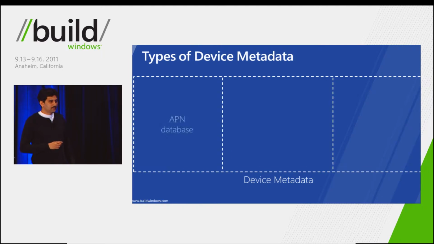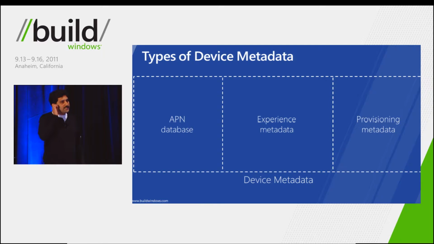There are 3 types of device metadata in Windows. The first one is the APN database. This provides a simplified first-time connection experience. It makes it easy for users to get connected. This is a built-in database inside Windows, generated from the data provided by operators.